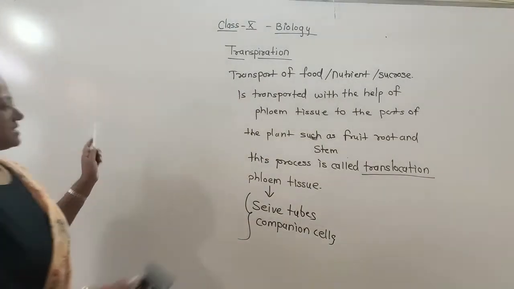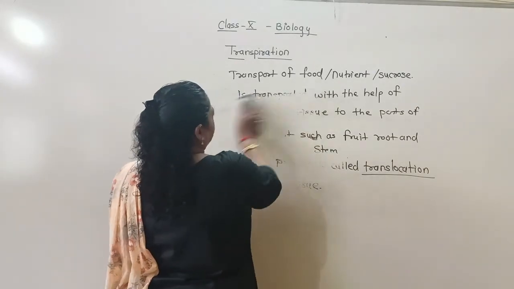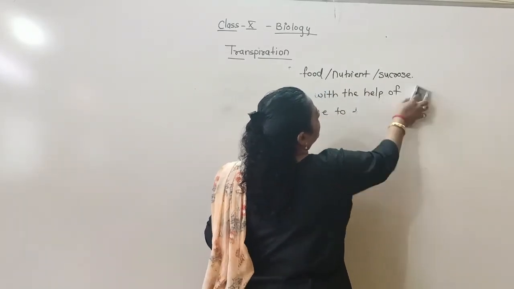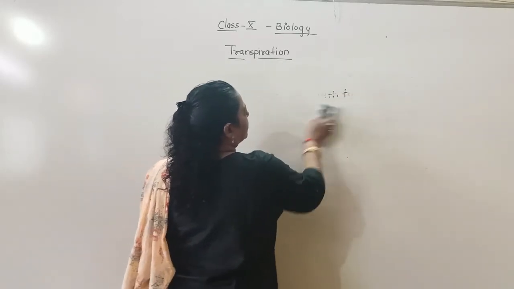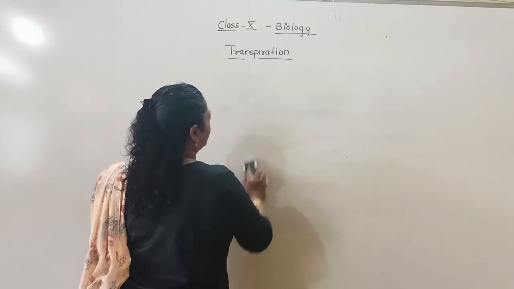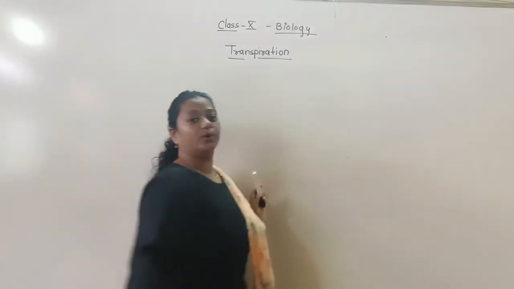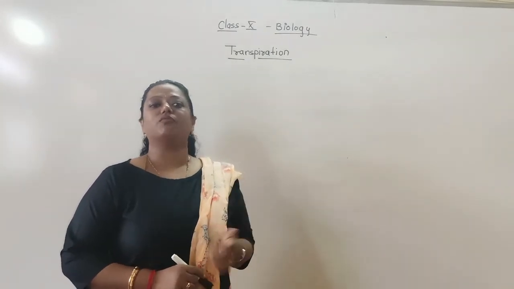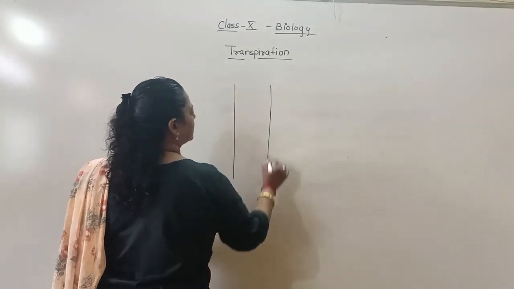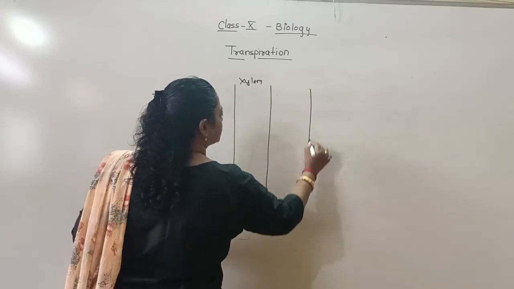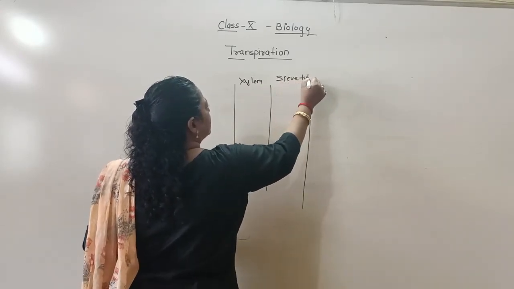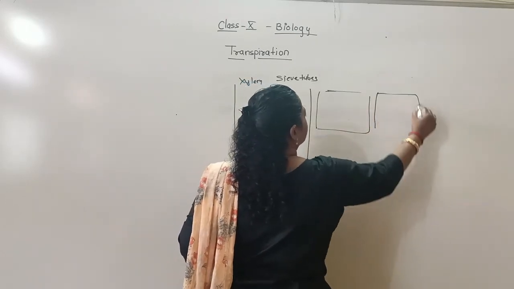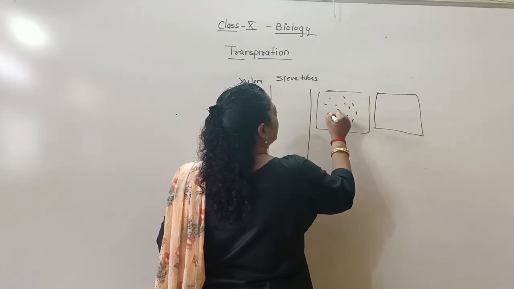Now we will see how exactly the food is getting transported. See students, as I said, in our body the blood is the medium to carry all the nutrients, hormones, and excretory products of the body. So here also, to carry the food which is prepared in the leaves to all parts of the plant body, one medium is needed, and that medium is water. Understood? So suppose this is the xylem tissue, right? And suppose these are the sieve tubes, which are part of the phloem tissue, and suppose these are the companion cells, and these companion cells contain food material.